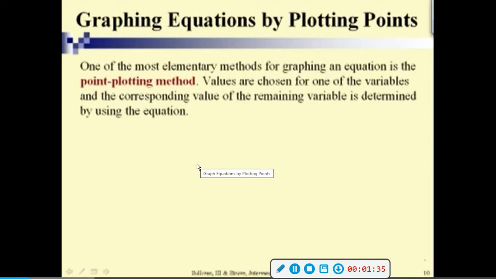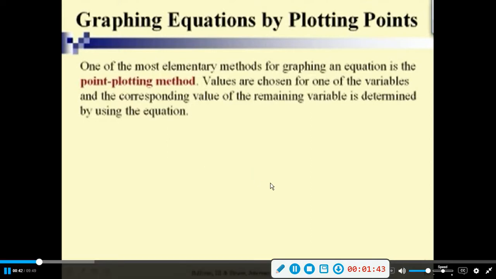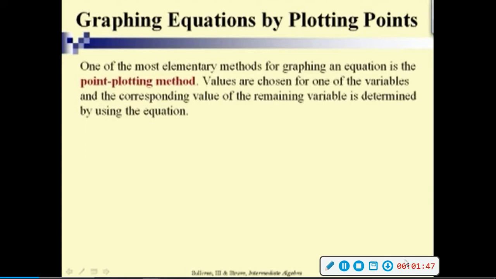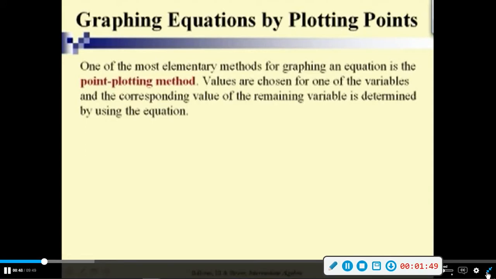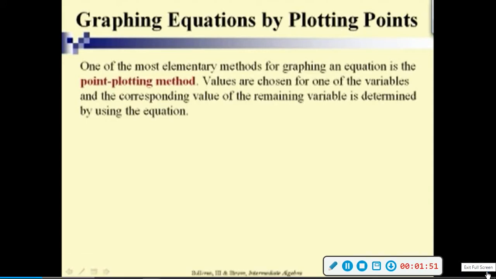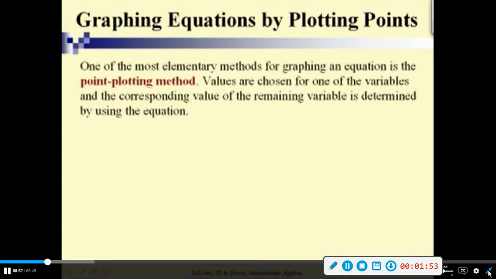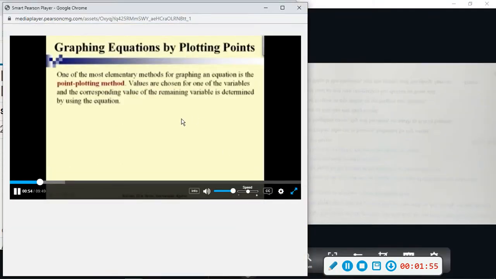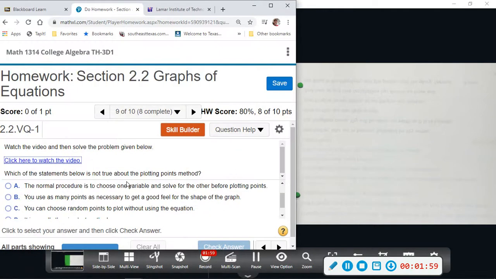variable. So for example, if you have an equation in x and y, you might pick an x and then figure out the corresponding y. That gives you an ordered pair that satisfies the equation and therefore gives you a point on the graph of the equation. Okay, so that's 9 minutes. I don't think we need to see the whole thing, but that should give us enough to answer this question.